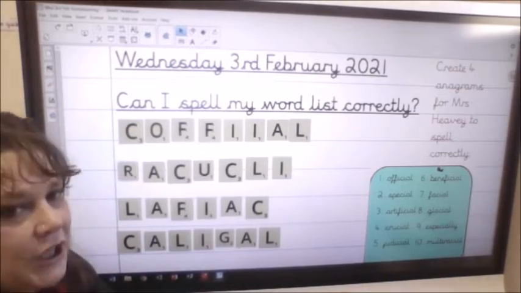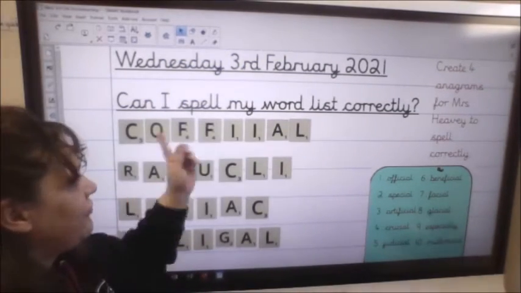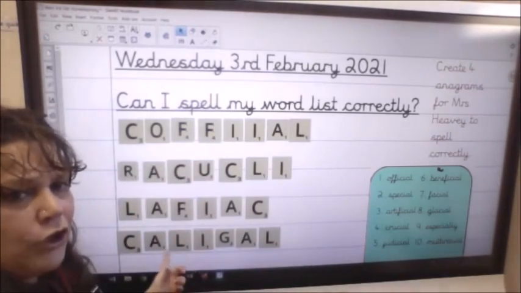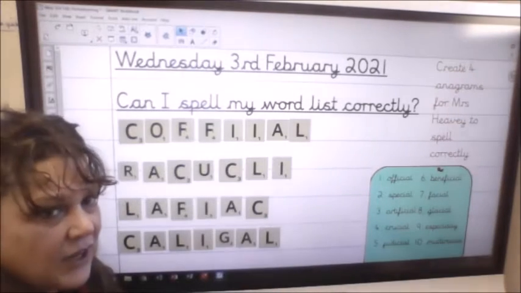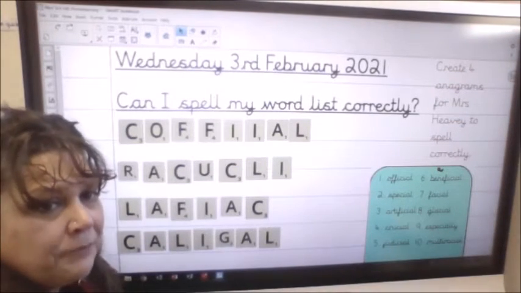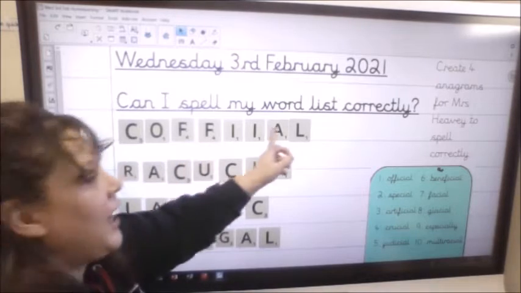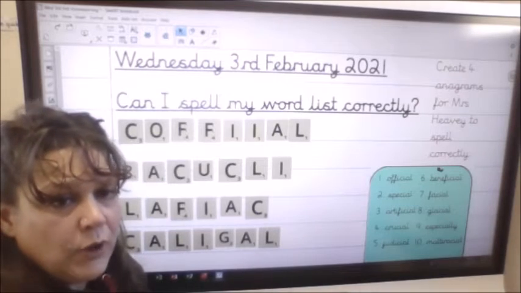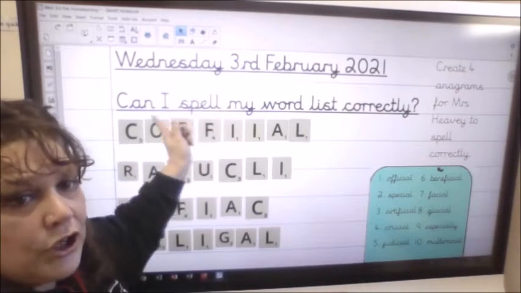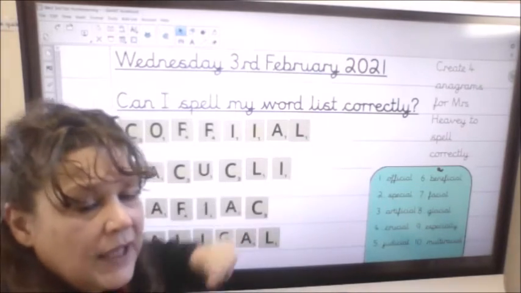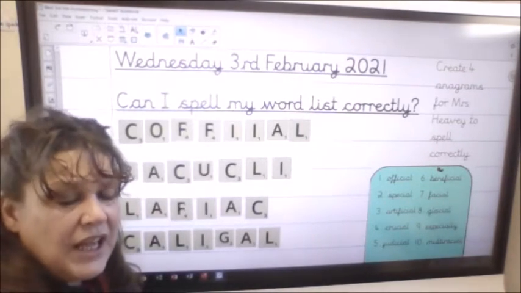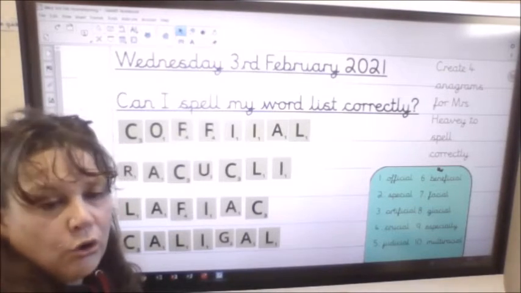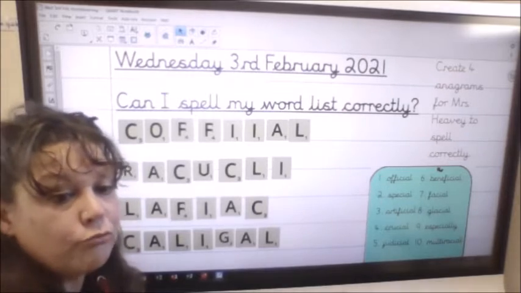So what I've done for you is I have got some Scrabble tiles, and I've muddled up 4 words from your list. So what you need to do is have a little look and unscramble them and spell them correctly. You'll need your purple book and something to write with. You'll put the date and the learning question, can I spell my word list correctly? You'll also need to be able to see your word list, either on Edshed or if you've written them in your purple book already.